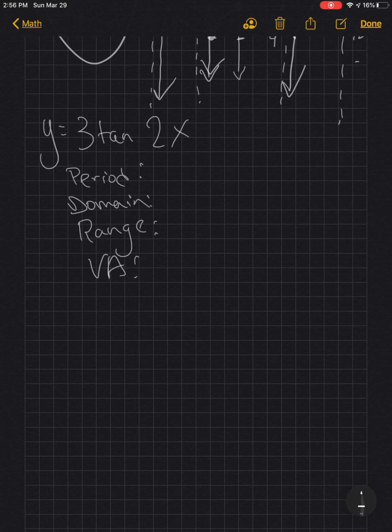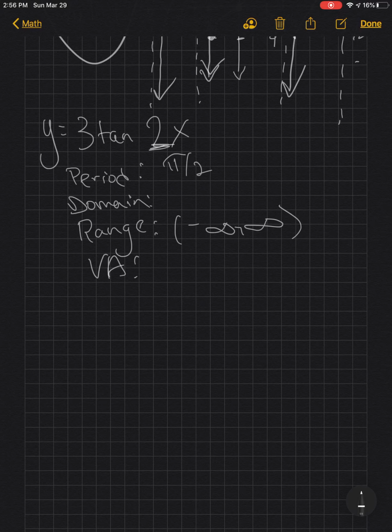And again, period and range is the easy part. Finding domain and vertical asymptote just requires a little bit more work, but it's not too difficult. So your period is generally pi, but whatever numbers you have in front here, you would divide it. So we would have here our period pi over 2, just like we did for sine and cosine graphs. All right, our range is always going to be all real numbers. So those two are the easy things to fill in.